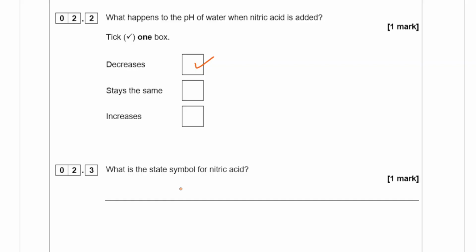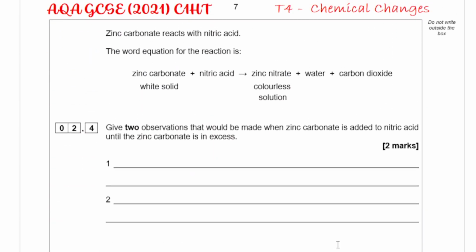What is the state symbol for nitric acid? That would be aqueous, so it's aq. Zinc carbonate reacts with nitric acid. The word equation for the reaction is zinc carbonate, which is a white solid, plus nitric acid gives you zinc nitrate, which is the salt here. This is the metal carbonate. And the acid, you get salt, water, and carbon dioxide.